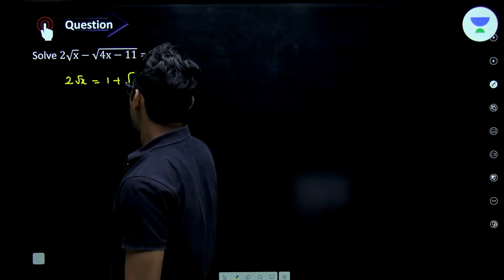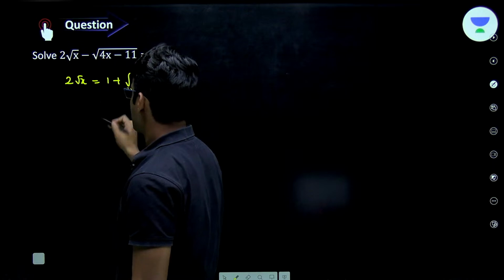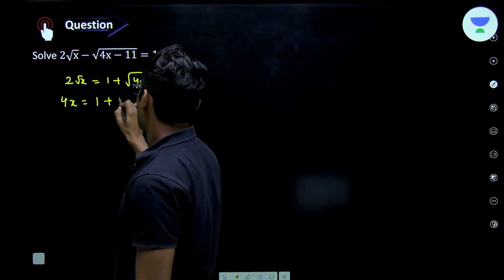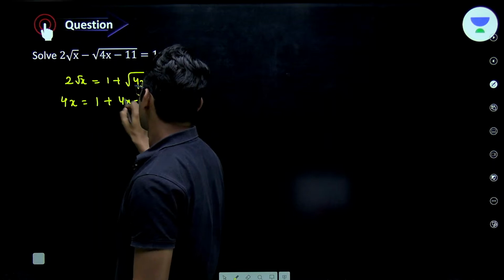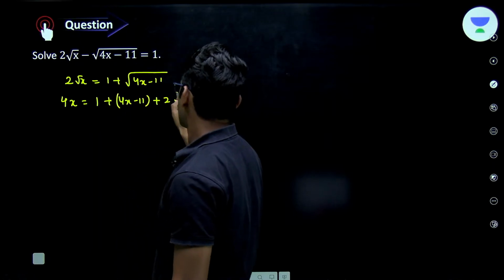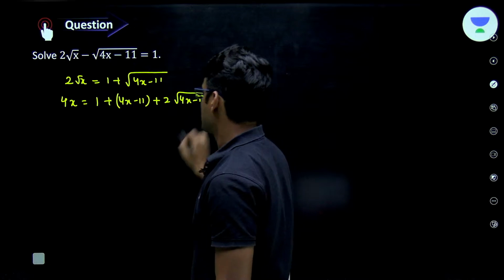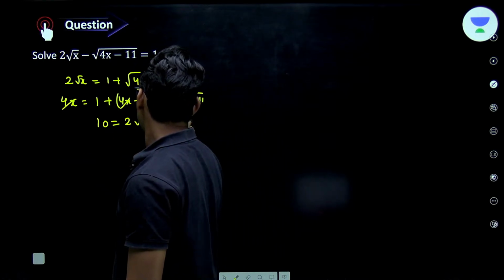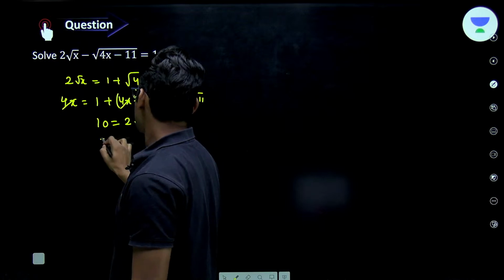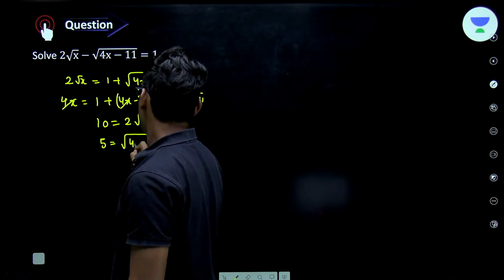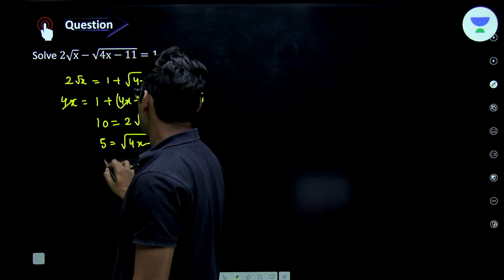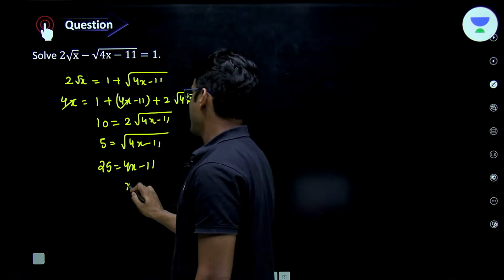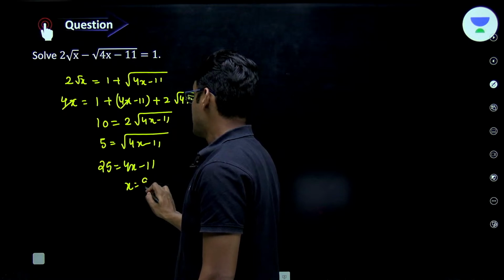Obviously, I cannot solve it like this. I am going to square it. 4x plus a square plus b square plus 2, right? Now, 4x gets cancelled. You get 10 times this, which means 5 equals 4x minus 11. Again do the perfect square. 25 equals 4x minus 11. You get x equals 9.